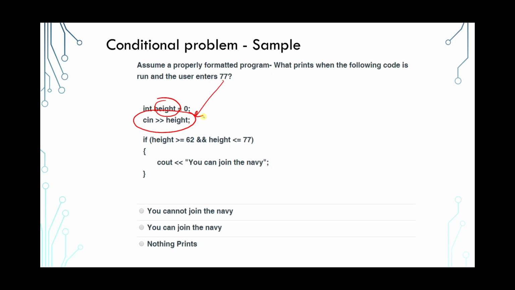So height is 77. So is height greater than or equal to 62? Yes, it's 77. So is it greater than 62? This is true. Then what about this one? Is it less than or equal to 77? Yes, it's 77. So the equal applies. So this is true. True and true. That prints, because it says what prints. That prints, you can join the Navy. So you can join the Navy.